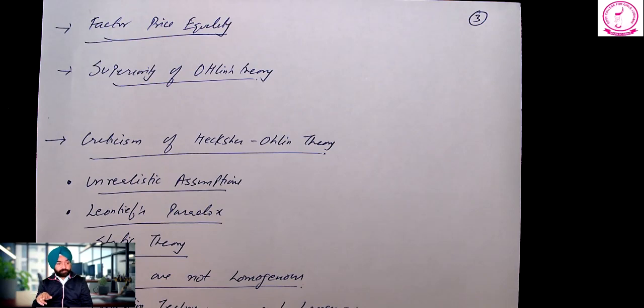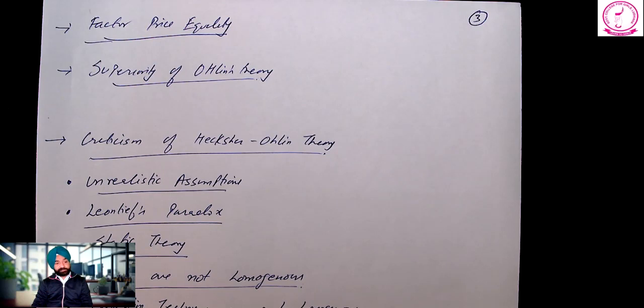At one point, the price of capital in India will be equalized. After some time, the price of capital will be equalized. Similarly, in Germany, the wages of labor will come down and will equalize, will be the same. That is called factor price equality according to Heckscher-Ohlin theory. That may happen in these two countries. So this is one point.